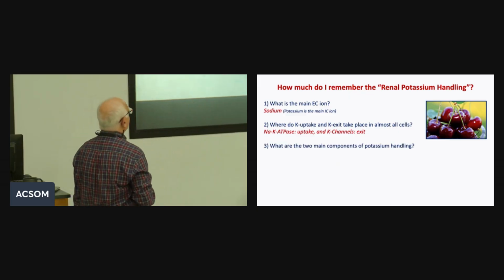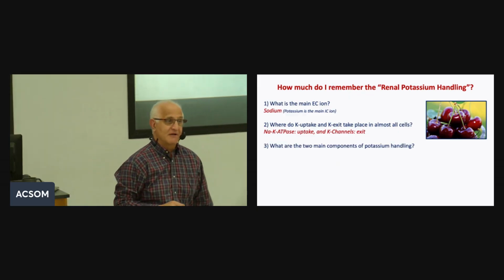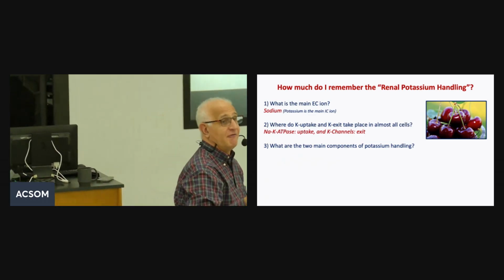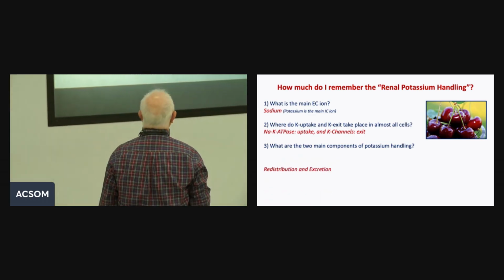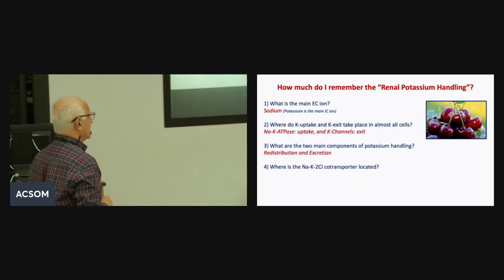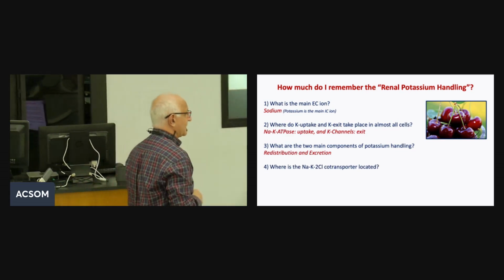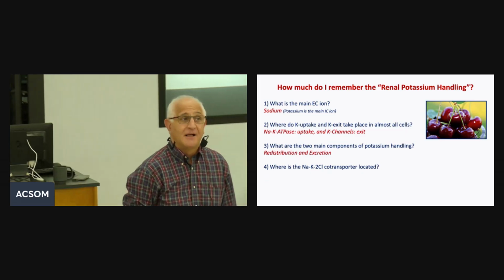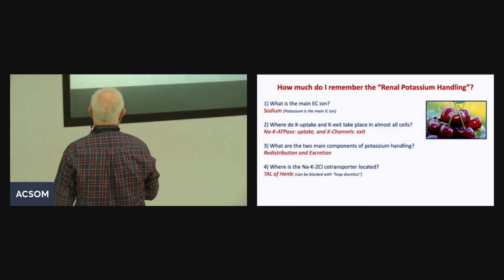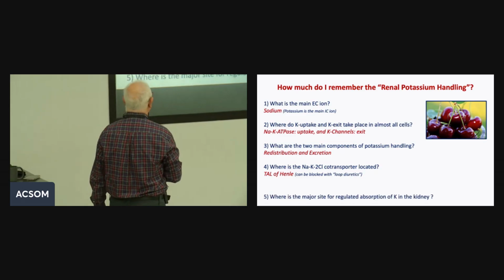What are the two main components of potassium handling? Redistribution and excretion. Where is the sodium potassium 2 chloride co-transporter located? Loop of Henle, exactly, the thick ascending limb. That can be blocked by loop diuretics.